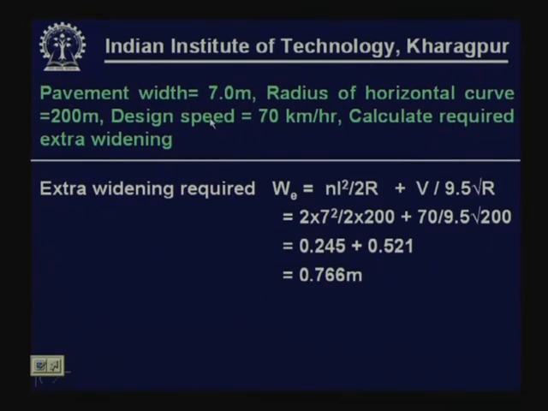Now, pavement width is 7 meter, radius is 200 meter, design speed is given; calculate the required extra widening. Basically again two components: mechanical widening nl square by 2R, psychological widening V by 9.5 root R. Put the values and we get the required widening as 0.766 meter.